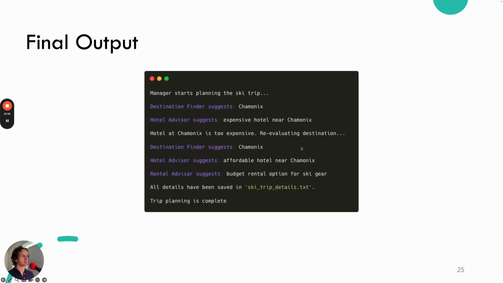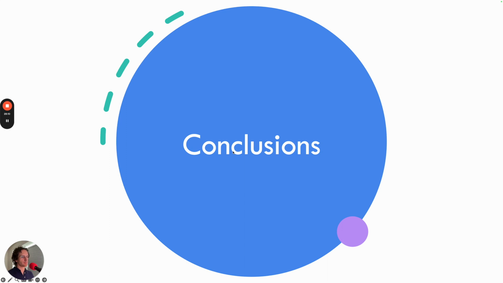The final output of this application is something like this. As you can see, for this specific example, I get Chamonix, which was in the end our choice in February. And then you get all the information that you need in the ski trip details txt, this file I'm using as final output, with the links to the hotels, the tickets, and so on, and all the detailed information about the trip. Now, it's time to move to the conclusion.